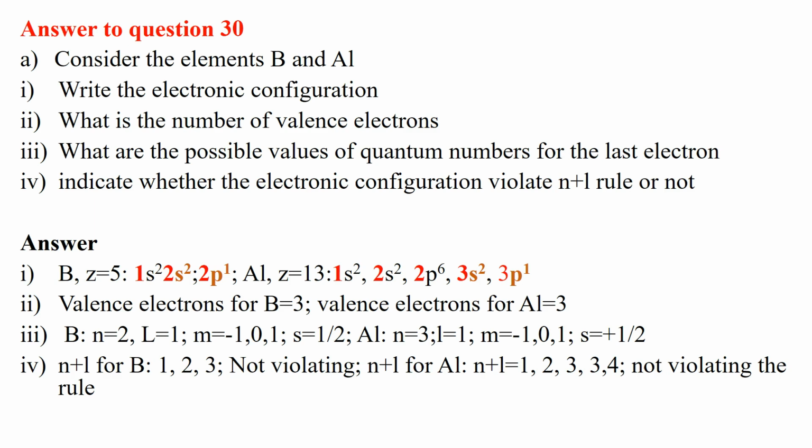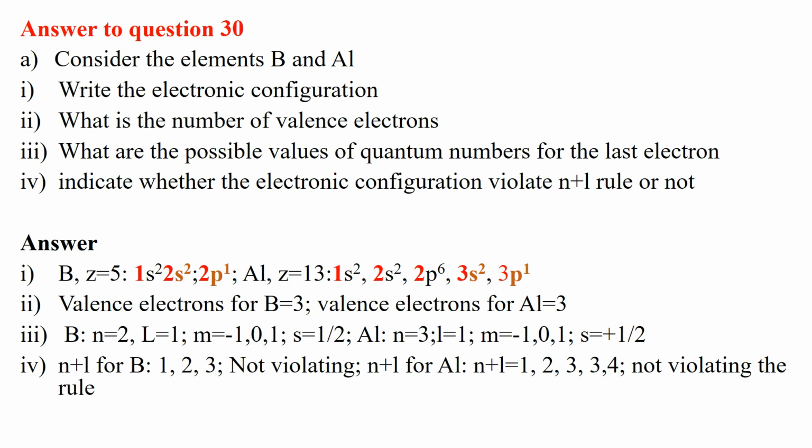Question 30. Consider the elements aluminium and boron. Write the electronic configuration. What is the number of valence electrons? What are the possible values of quantum numbers for the last electron? Indicate whether the electronic configuration violates the n plus l rule.